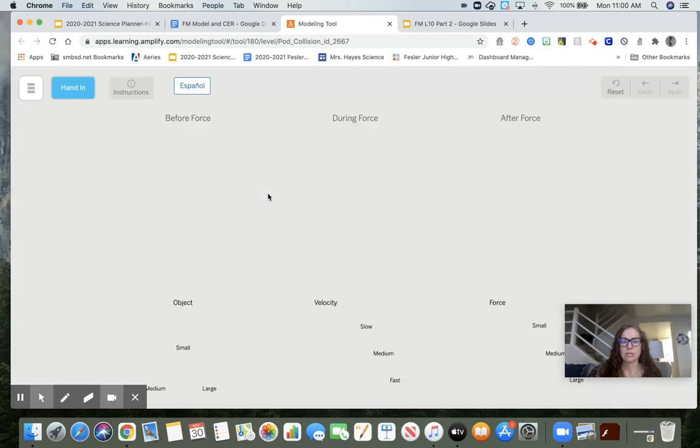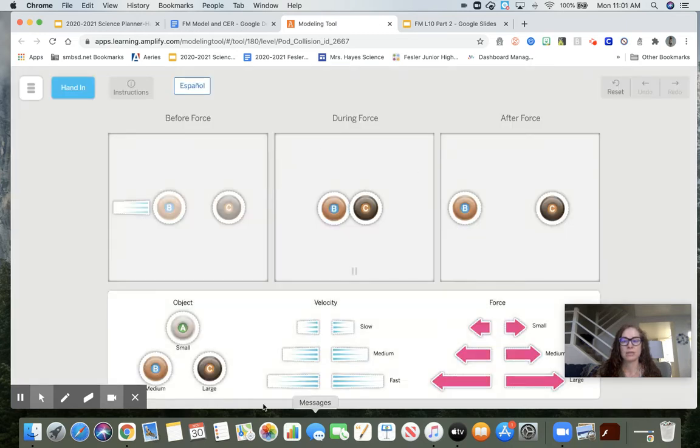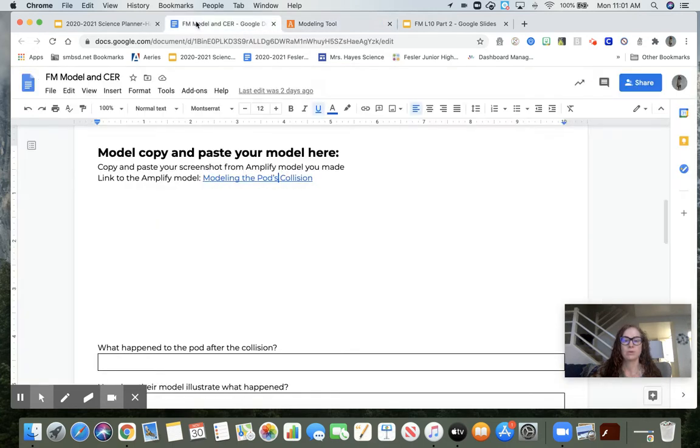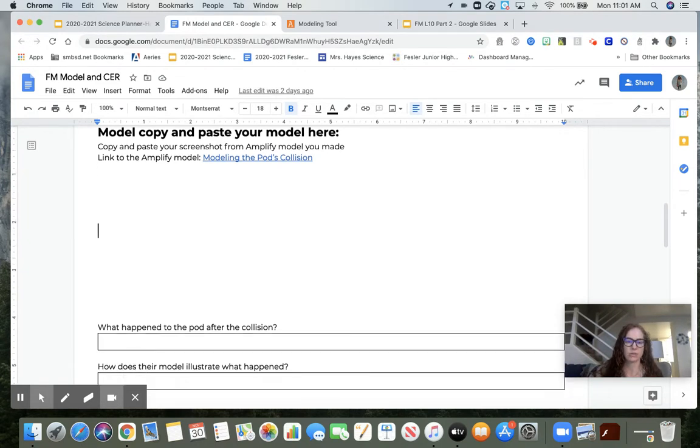So here is what I had showed in the video on how to do the model. This is not complete. Again, I need some force arrows over here, and I need some velocity tails over on the pod and the space station. Okay, so again, that will just go copy and paste here, or you can just add a separate picture on this assignment in Google Classroom.